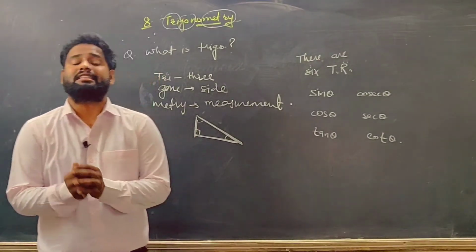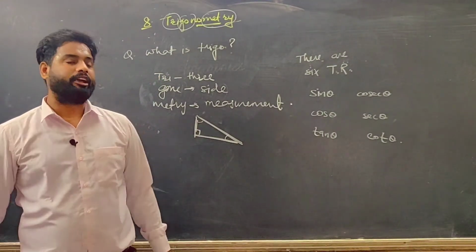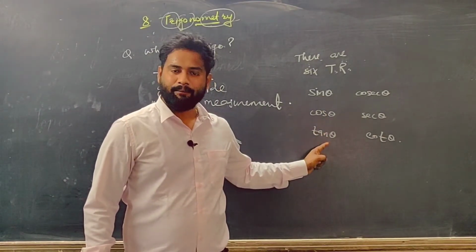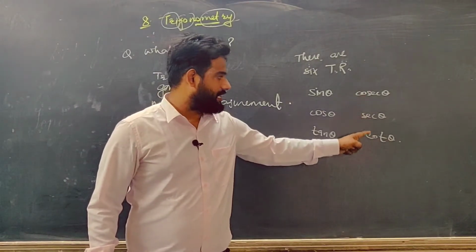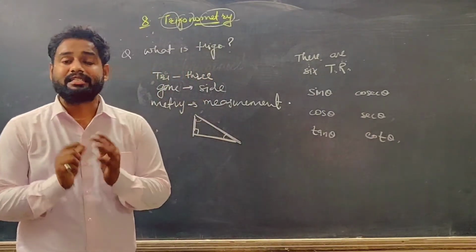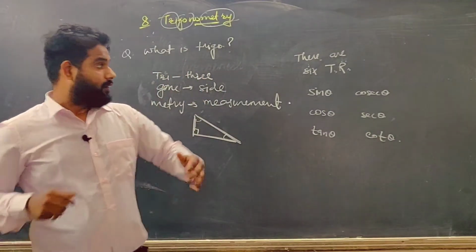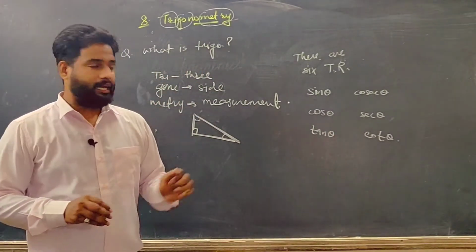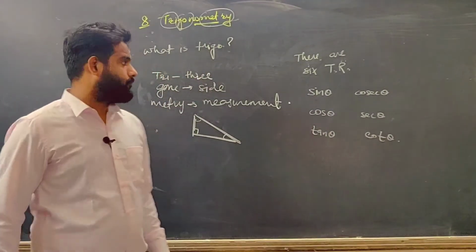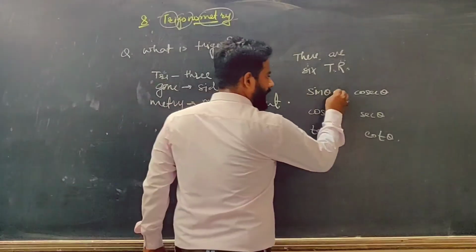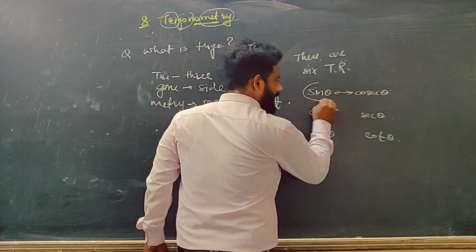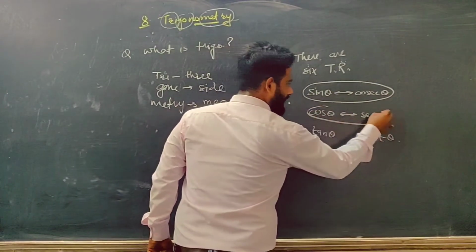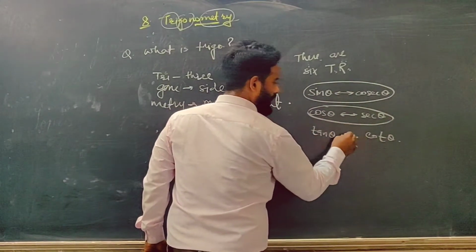Now why they are called ratios, I will explain later on. But sin theta, cos theta, tan theta, cosec theta, sec theta and cot theta, these are the 6 trigonometric ratios regarding which we are going to collect information in this chapter. Now, the very first thing that you have to remember is these pairs, here I have written the pairs: sin theta and cosec theta, cos theta and sec theta, and tan theta and cot theta.